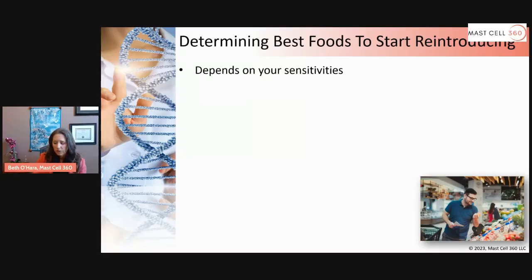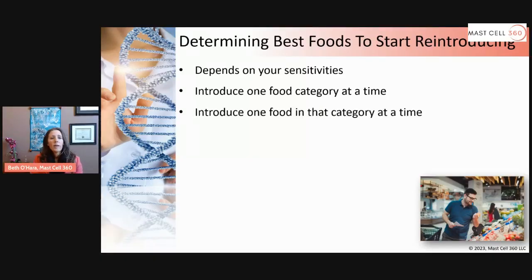When you are introducing foods, work with one category of food at a time. That means if you're sensitive to histamines, oxalates, and salicylates, then you start by introducing something low in all three of those. Because you don't want to be confused if you react to something that was high in histamines and high in salicylates. Well, which was it that got you? So we'll talk about some ways to do that.